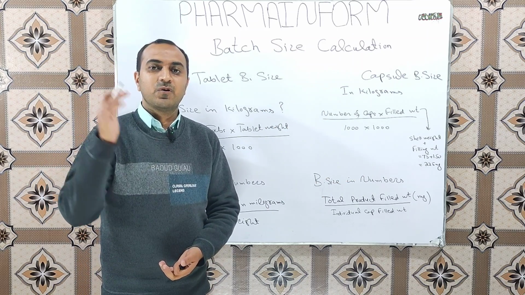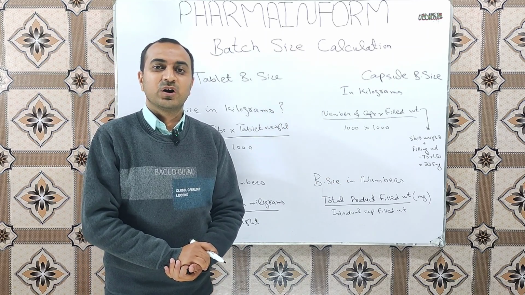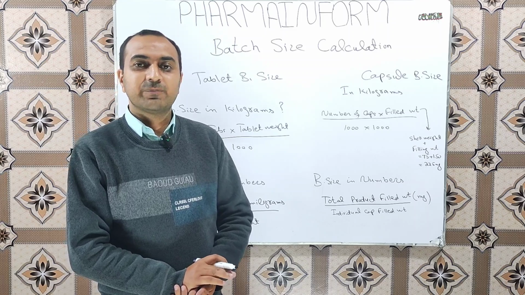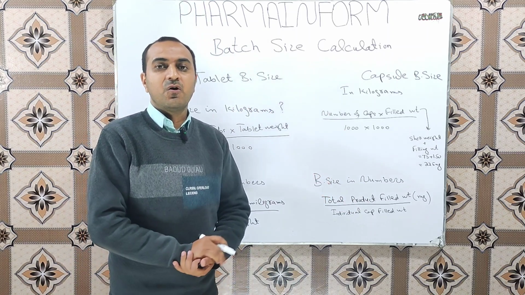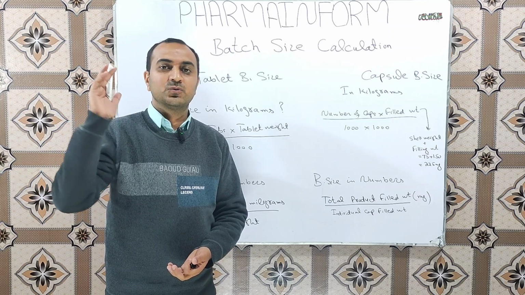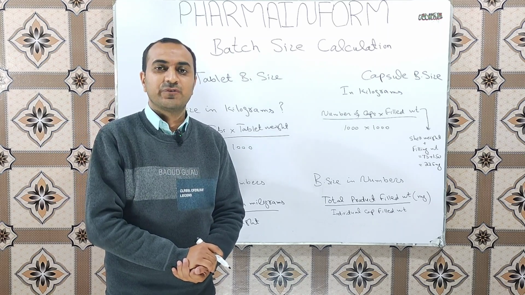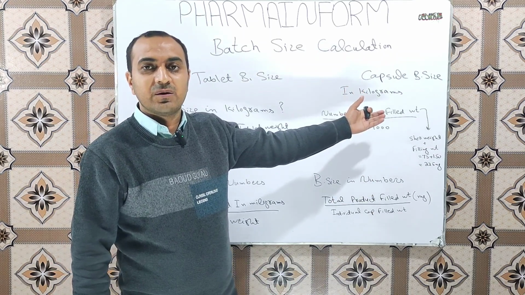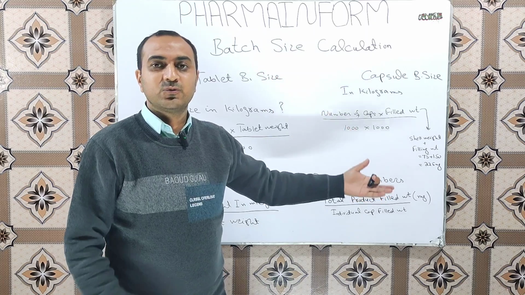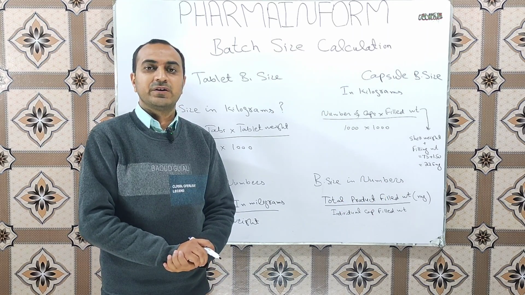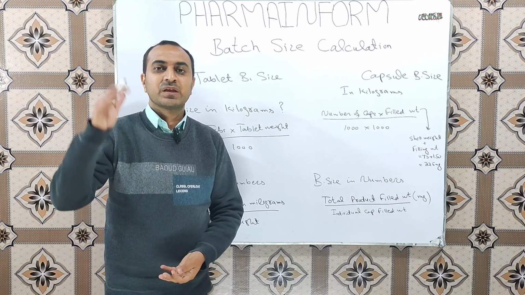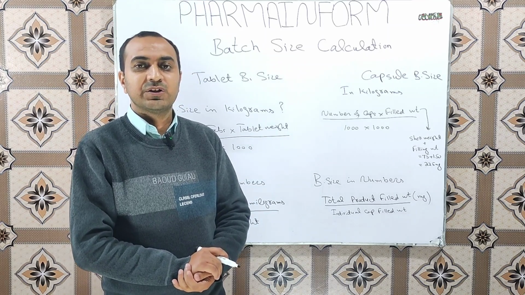Suppose you are working in a pharmaceutical industry and you are asked to calculate the batch size of tablets in terms of kilograms, or the batch size of tablets in terms of numbers, or the batch size of capsules in kilograms, or you are asked to calculate the number of capsules from the provided weight of filled capsules. How will you perform these calculations?